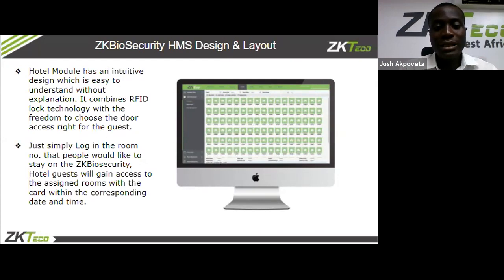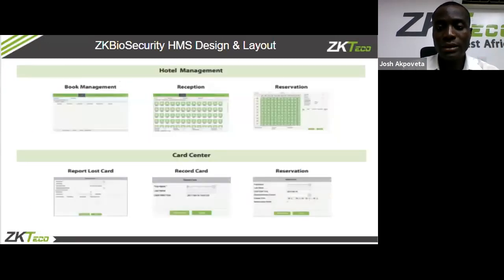And you can grant access to people using certain rooms, using corresponding date and time. So when a card is checked in at a given time, you can determine how long the person is staying, and you can do a whole lot with this user interface. You can customize it to meet your need, your look and feel. And also to mention, it combines the RFID technology too, for those who currently adopt the RFID as their means of access for their hotel. So you can also use your existing RFID system to operate on ZK Biosecurity HMS.